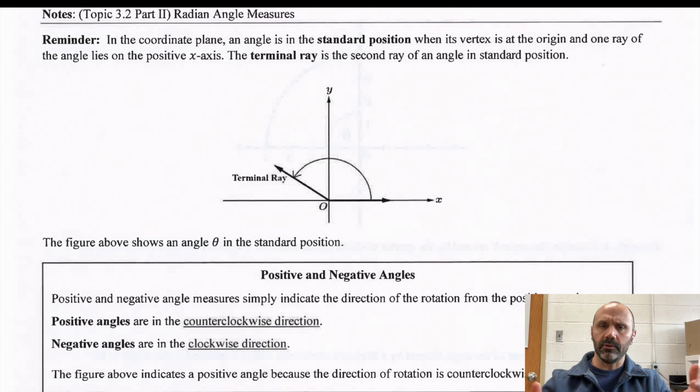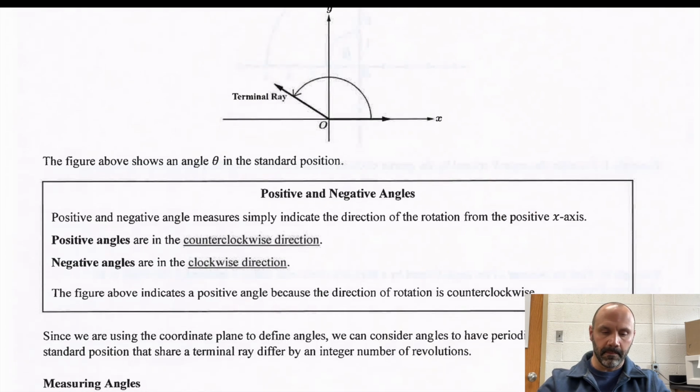And so, again, review: standard position is the positive x-axis, the terminal ray, right? So we imagine these lines, these rays forming angles, and positive is measured counterclockwise, right? Negative angles are measured clockwise. Keep that in mind.